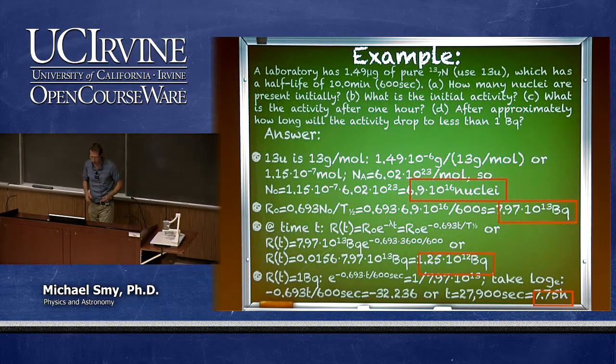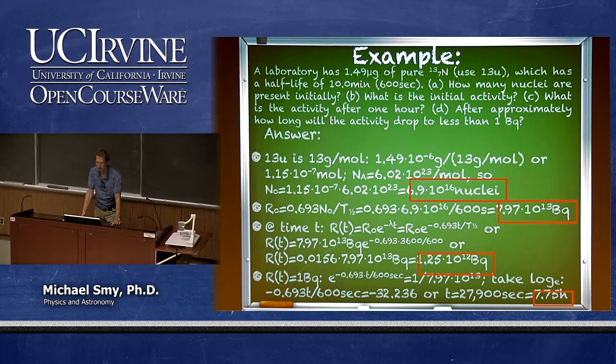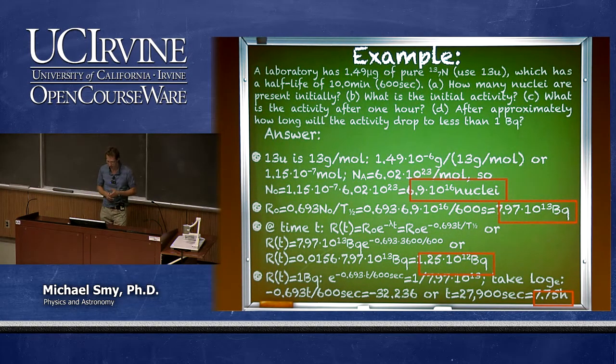So let's assume that in a laboratory we have 1.49 micrograms of pure nitrogen-13, and that has a half-life of 10 minutes or 600 seconds. So the question is, how many nuclei are present initially? What is the initial activity? What is the activity after 1 hour? And after approximately how long will the activity drop to less than 1 becquerel?